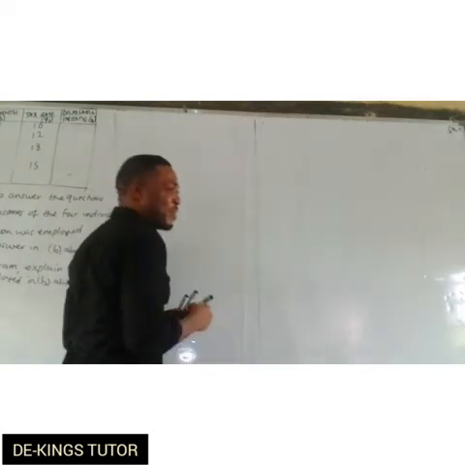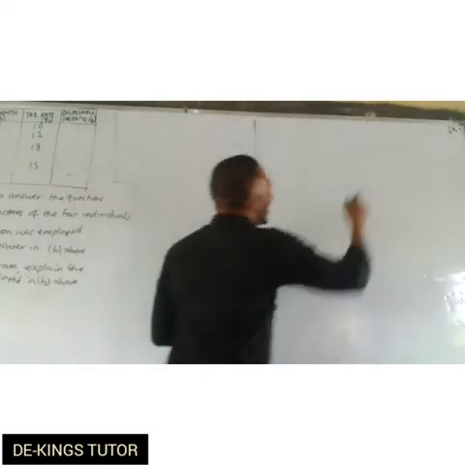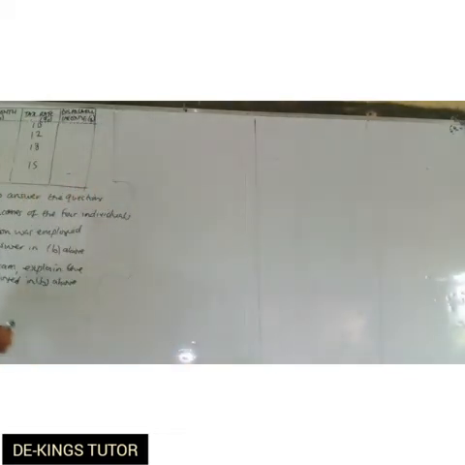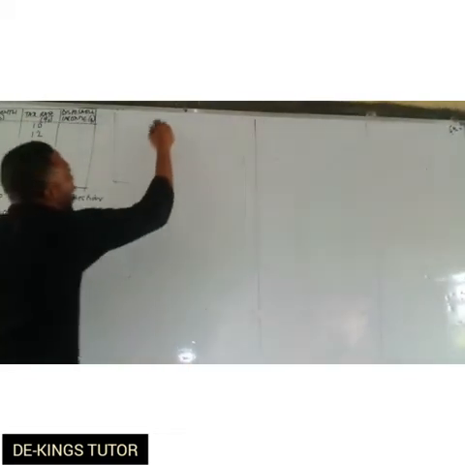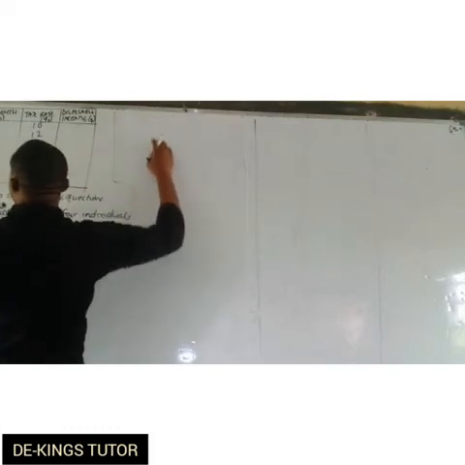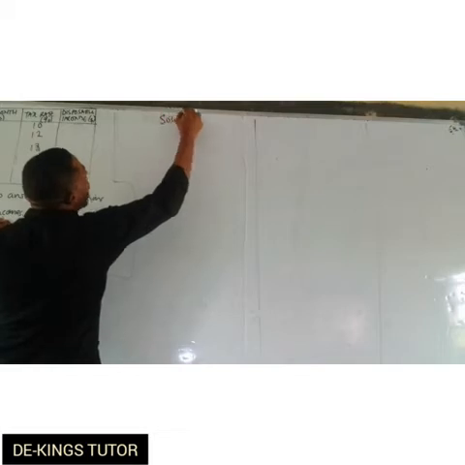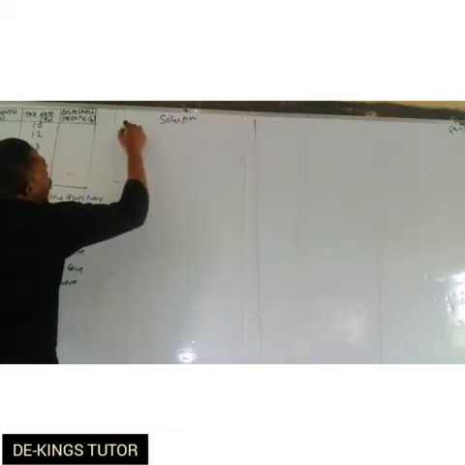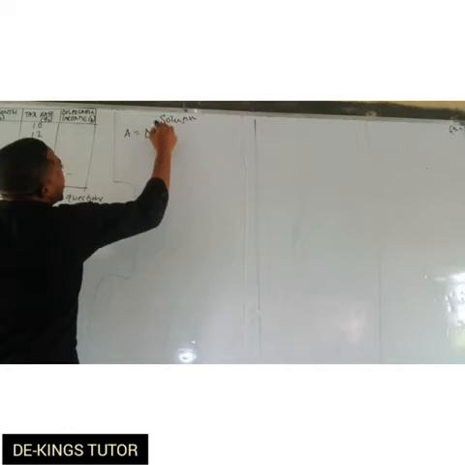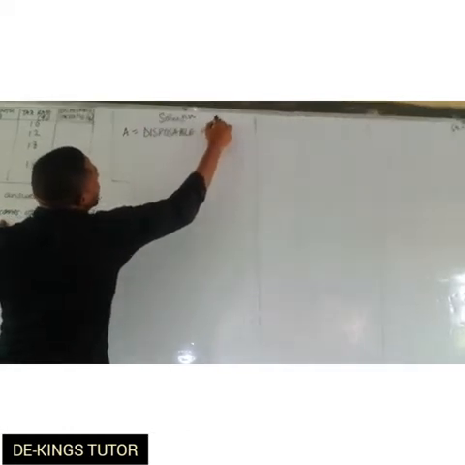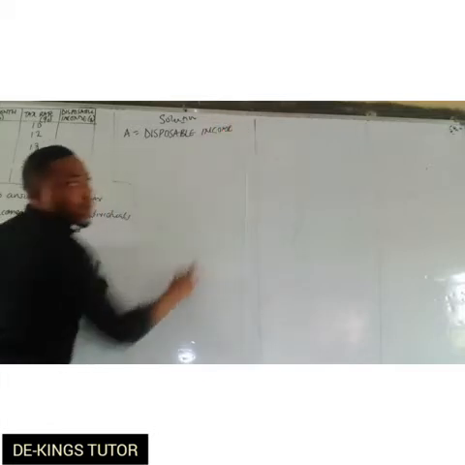Now we have look up. For A, we have a solution. We have A. Disposable income. Now look up. It means we calculate disposable income of the 4 professionals. Follow me. Don't get distracted with this, please.